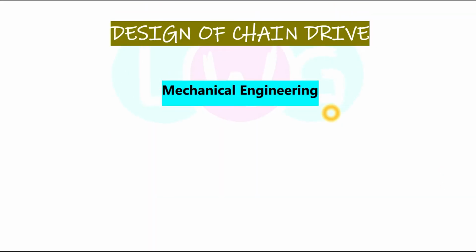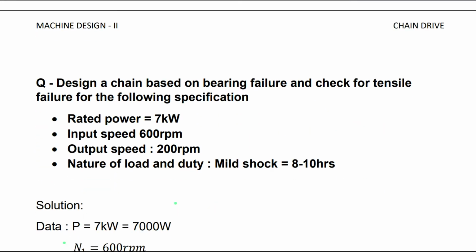So let's begin with the question. Question is: design a chain based on bearing failure and check for tensile failure for the following specification. Rated power is given 7 kilowatt, input speed is 600 rpm, output speed is 200 rpm, nature of load and duty is mild shock, which is 8 to 10 hours.